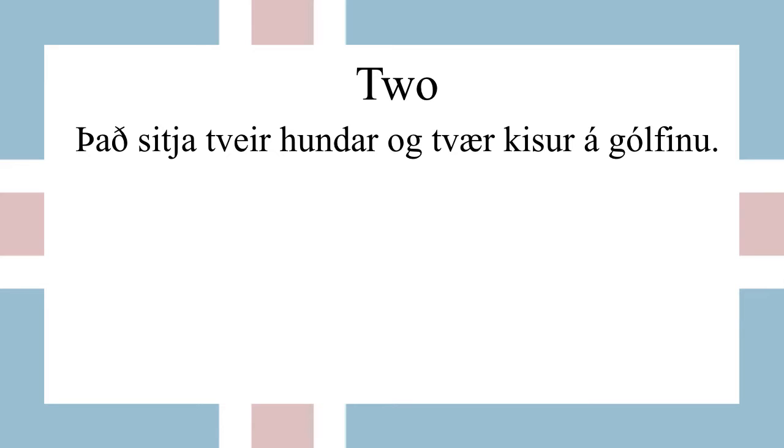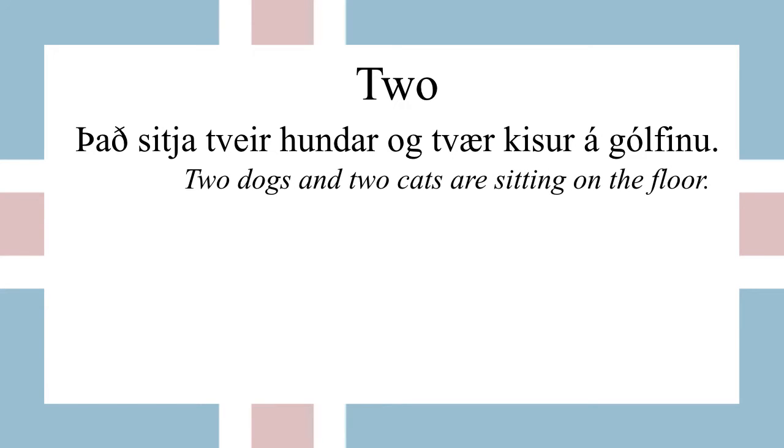So let's look at some examples real quick. Það sitja tveir hundar og tvær kisur á gólfinu. So here we have the words tveir and tvær for a masculine word and a feminine word. 2 dogs and 2 cats are sitting on the floor, and these are the nominative forms. So this is just an example so that you can see.